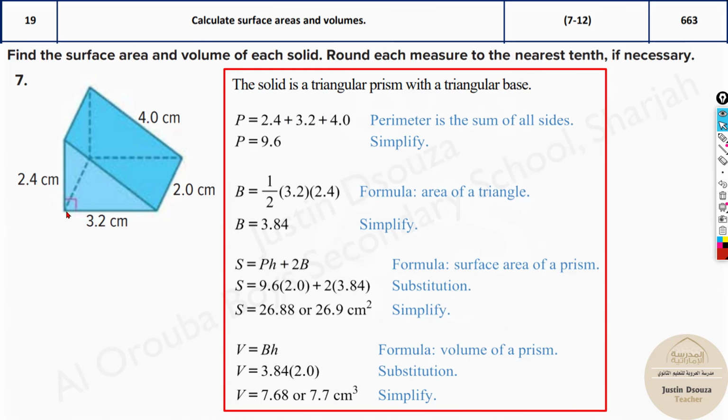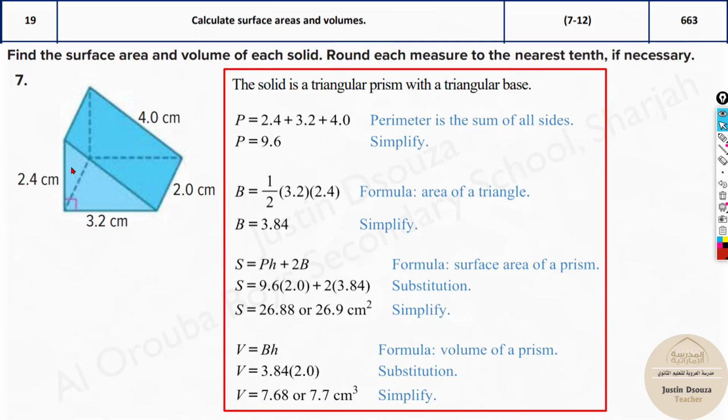Now again, what's the base? It's the triangle itself, because it's a triangular prism. Though over here, if you see, it is sitting upon the base of rectangle or square, actually it's a triangular prism. The base is also triangular itself. So you need to find the base of this.